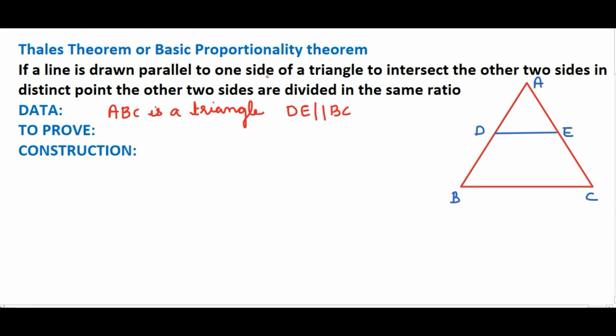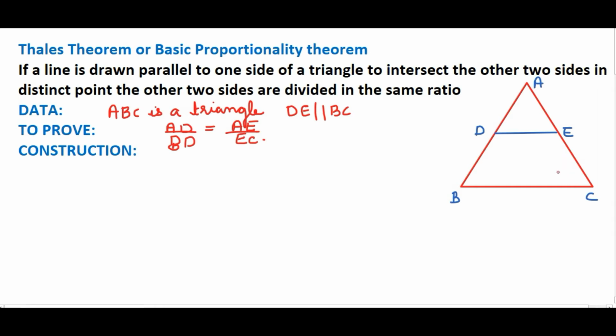Now, if a line is drawn parallel to one side of a triangle to intersect the other two sides, this line intersects the other two sides AB and AC, and how it is intersecting, the other two sides are divided in the same ratio. So we need to prove AD divided by DB is equal to AE divided by EC. That is what we need to prove.